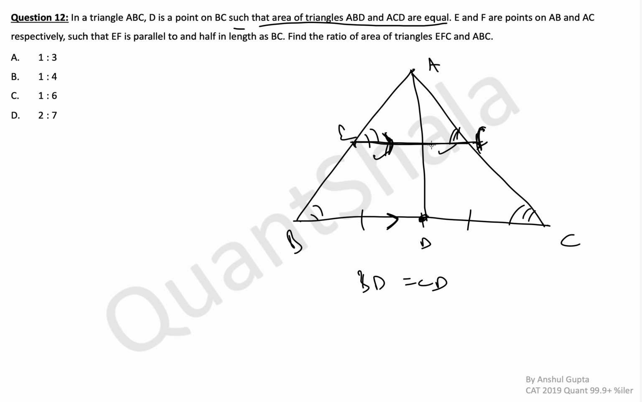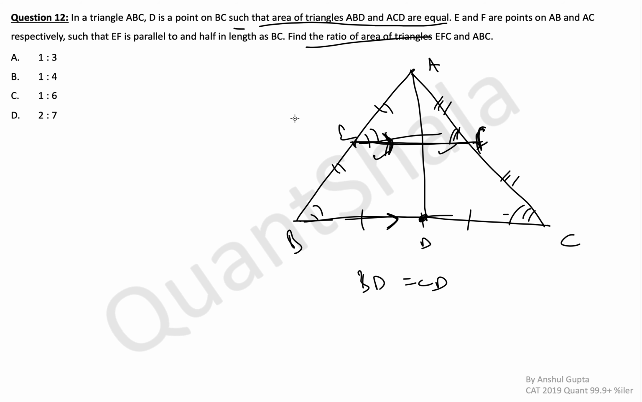So, and this is half of BC, that means AE is half of AB. That means E is also a midpoint and F is also a midpoint. So with that we know till now there are 3 points D, E, F which are all midpoints of the sides. Find the ratio of triangle EFC and ABC.